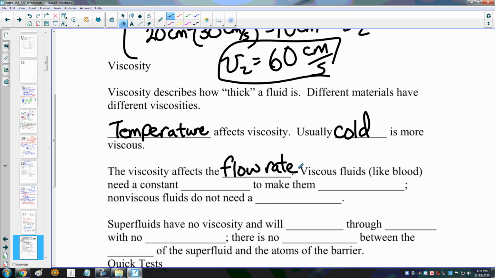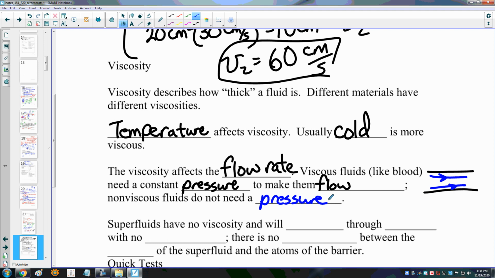Viscous fluids, like blood, need a constant pressure to make them flow. Because remember, when we were talking about, what was that we were talking about? Laminar flow, that we said these parts closer to the side will travel more slowly. It's like they stick to the side. And the higher the viscosity, the more it's going to stick. Non-viscous fluids, on the other hand, do not need a pressure differential.